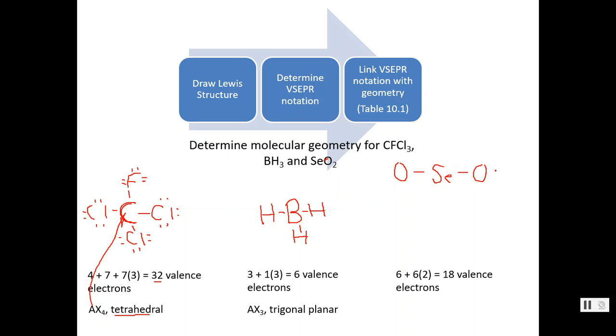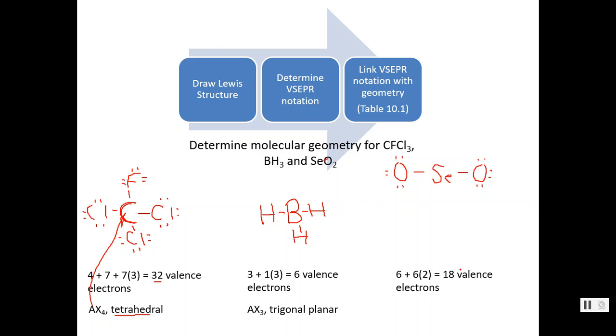I'm going to continue by completing octets on my outer atoms. So 5, 6, 7, 8, 9, 10, 11, 12, 13, 14, 15, 16. So I have now used 16 of my 18 valence electrons. Both oxygens are happy, meaning both of those oxygens have an octet of electrons. They are surrounded by 8 valence electrons.